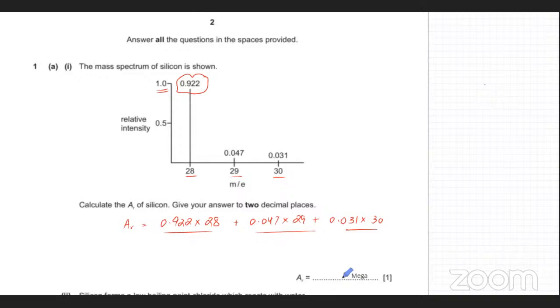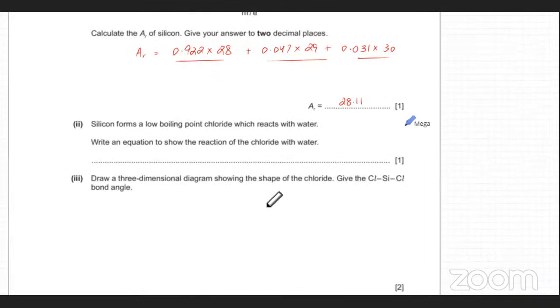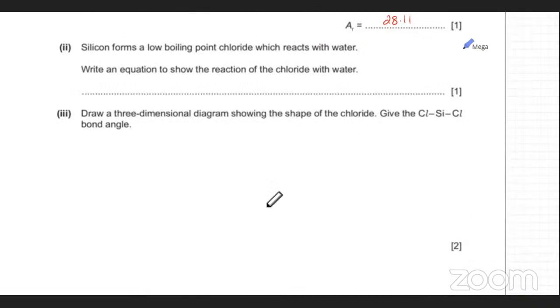We have 28.109. So you're getting 28.10109. And he said that you have to write your answers up to 2 decimal places. So it's going to be 28.11. That's what you're going to get up to 2 decimal places. Now, silicon forms a low boiling point chloride with water.